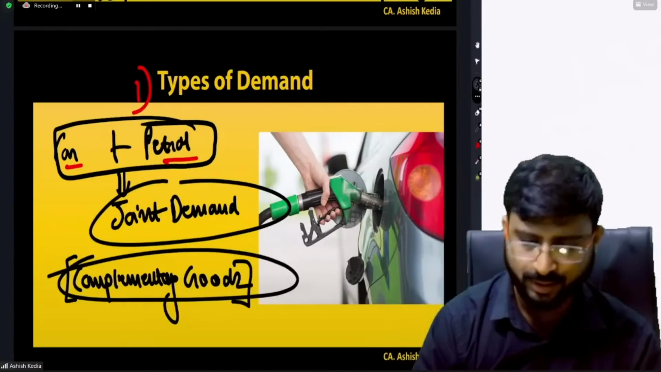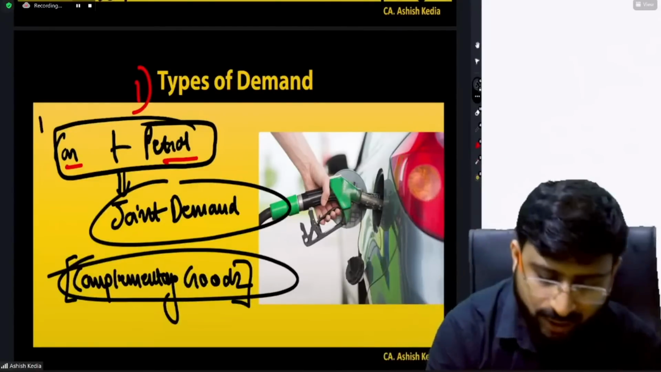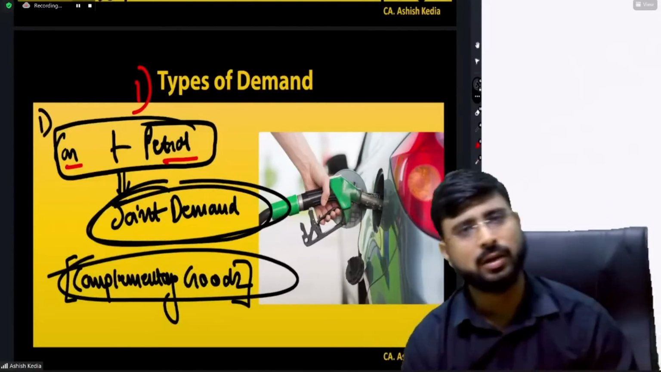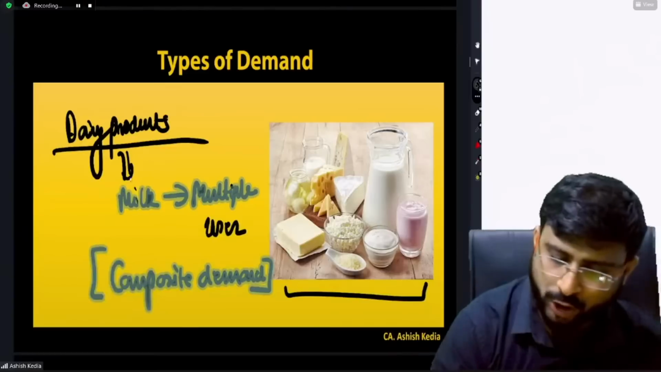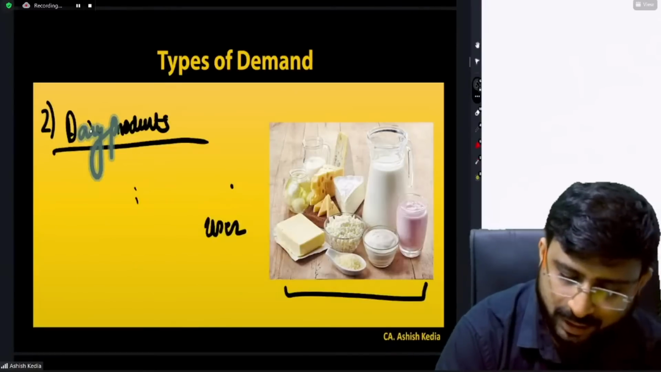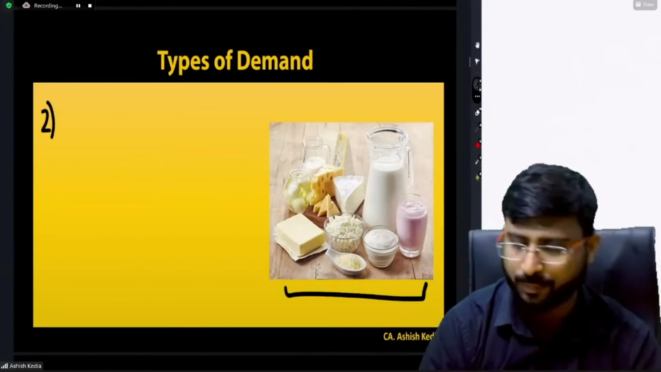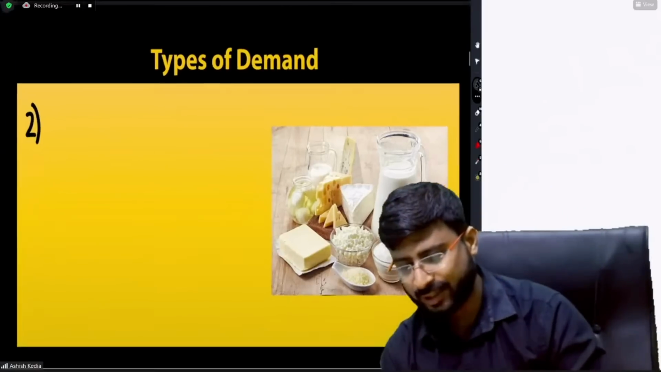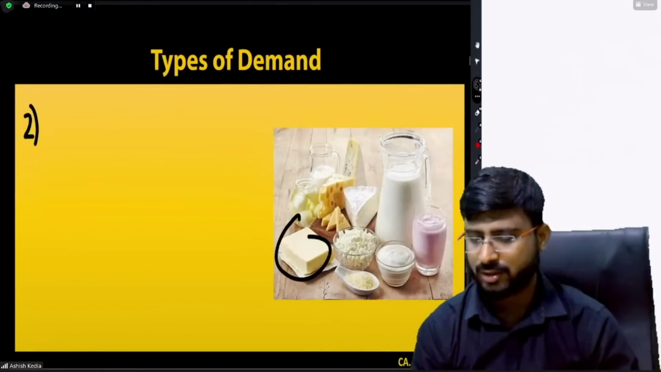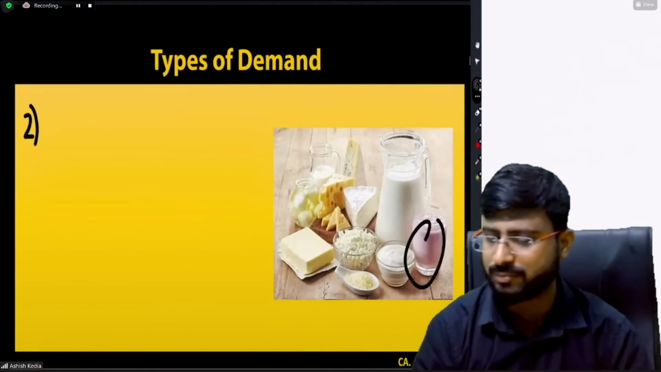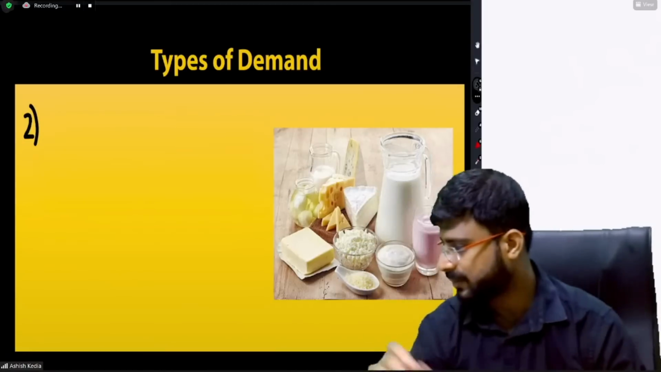All right, great. Types of demand, part one, where we talked about joint demand, is over. Now we talk about the second case. What do you see here? What is common in this picture? There is one thing common for all these products in the diagram: there is cheese, butter, paneer, curd. What do you see common?